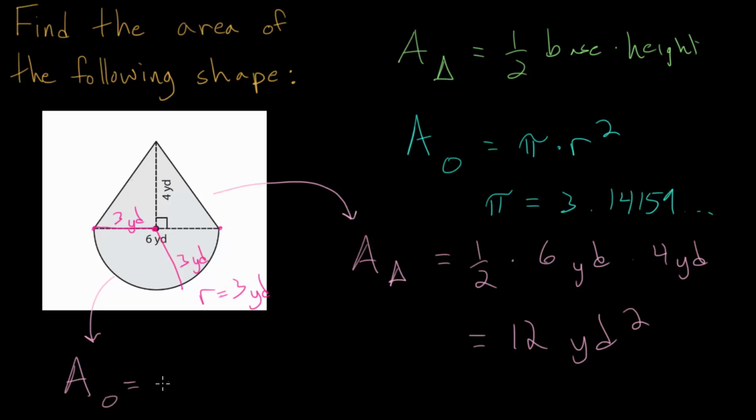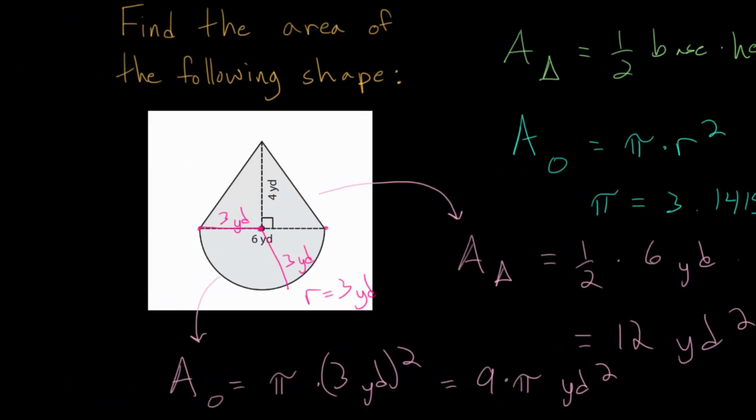So we have the area of the circle is pi multiplied by 3 yards, and we're going to square that. Now 3 times 3 would be 9, so we get 9 times pi, and yards times yards would give us square yards. Now, to find the area of the entire shape, let me make a little bit of room for that. You just say the total area here.